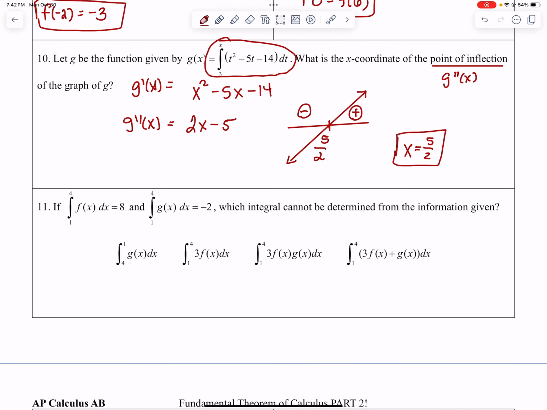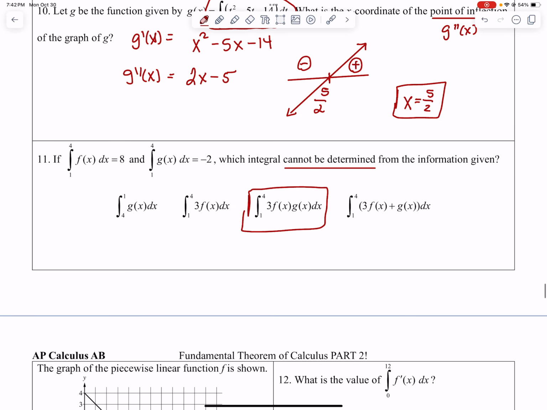Number 11 is just a basic review from definite integrals. If I were to do that, and I'm not going to explain why, it should be answer choice C. So figure out why it's not C in terms of what you're given for A, B, and D, and the givens.